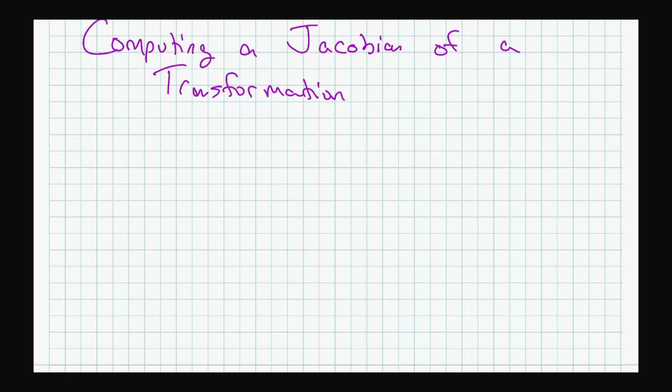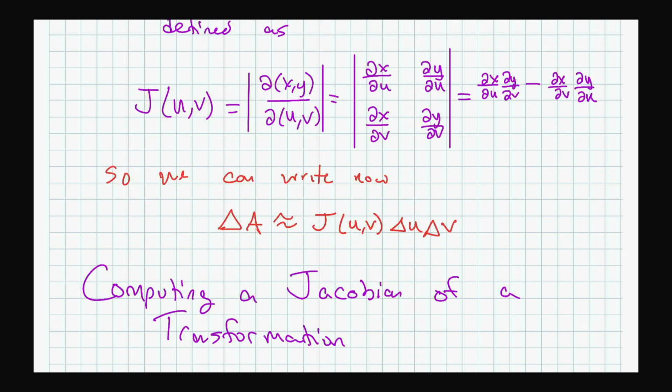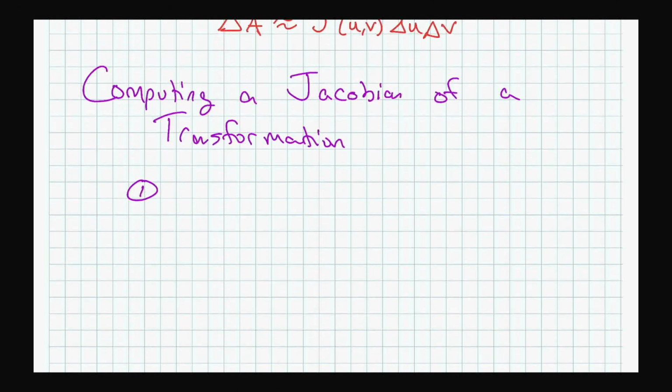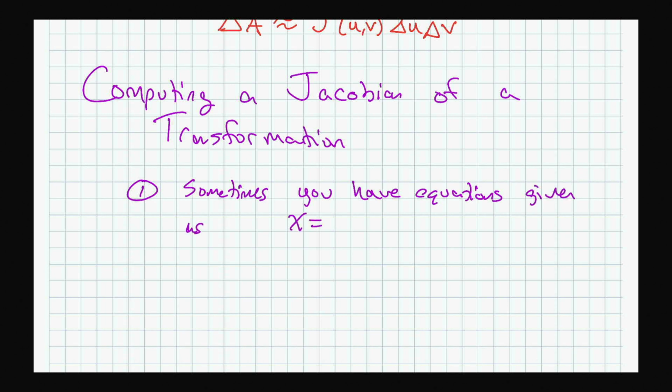So, computing the Jacobian of a transformation. I'll write a note or two. The first thing is, sometimes you have equations given as x is a function of u, v, and y is a function of u, v. That's what you want.